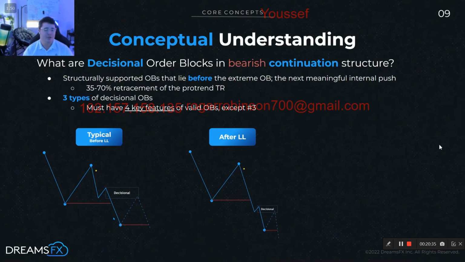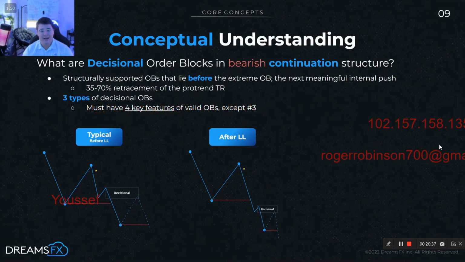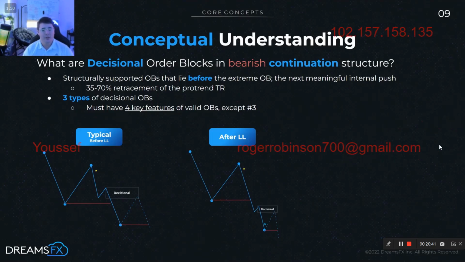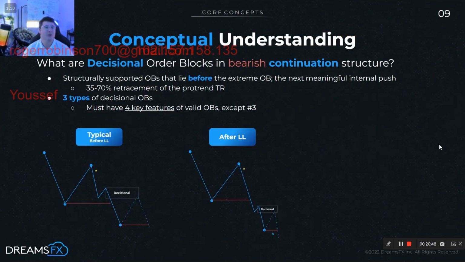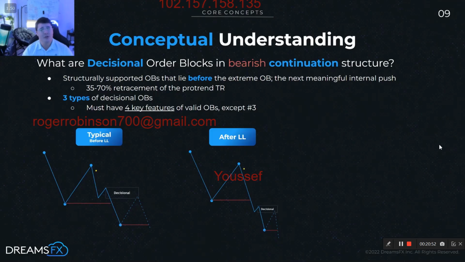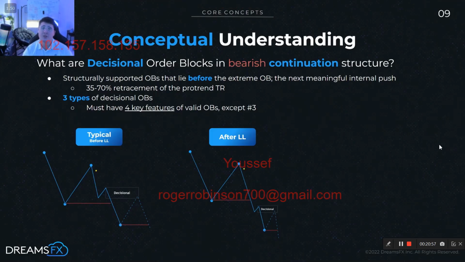The next type of decisional order block we have is the order block that lies after the lower low is broken. If this is our main trading range from this lower high to this lower low, we can clearly see that there's no internal second push here, but it does occur afterwards. So we have the first push, we have the second push. That's where you're going to want to identify the imbalances, everything we've talked about so far, making sure there's two major pushes, two of the major imbalances, and then applying price to the charts properly.